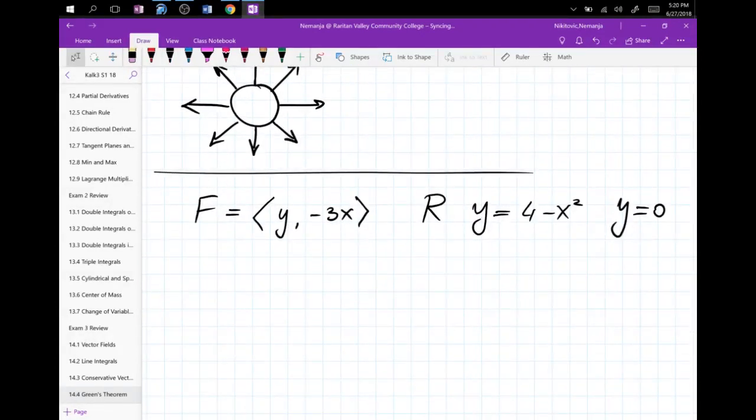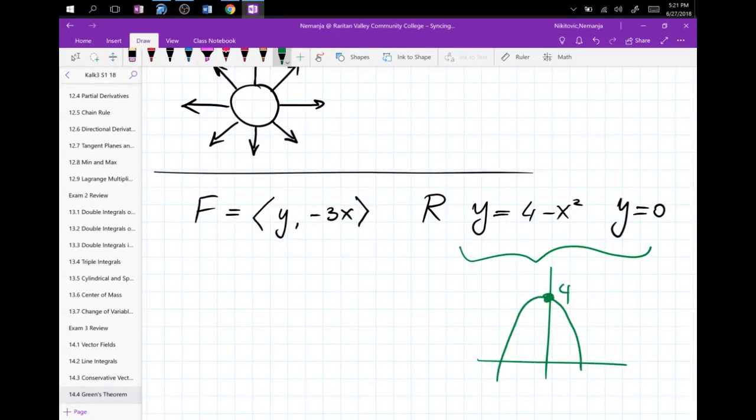The first order of business for me when I solve these is to first graph the region so that I can quickly set the double integral later. I know that this is going to be a downward opening parabola going through 4 and negative 2 and 2. And I also have y equal to 0. This is the green line, and we go that way, counterclockwise.